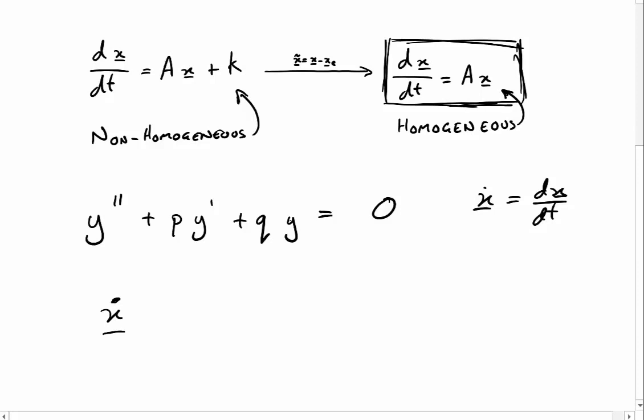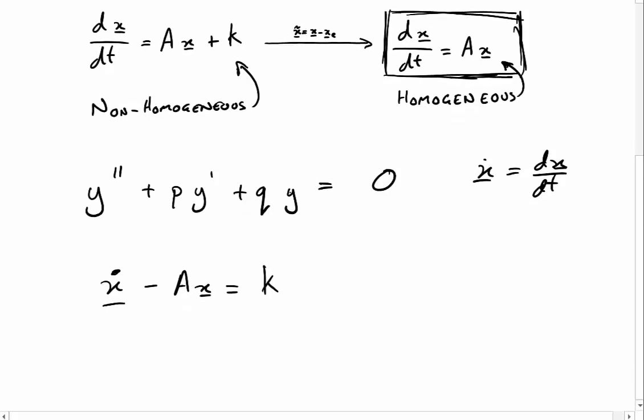Let's move this ax over to the left, okay? So we get minus ax, and then we just leave the k on the right. So basically, this is the form which I've got up here, because we've got x, which is our variables. It's a bit like our function y, and we've got the derivative as well, which is a bit like our derivative of y. And we've said that it's equal to k, so it's not equal to 0. So therefore that should be non-homogeneous.